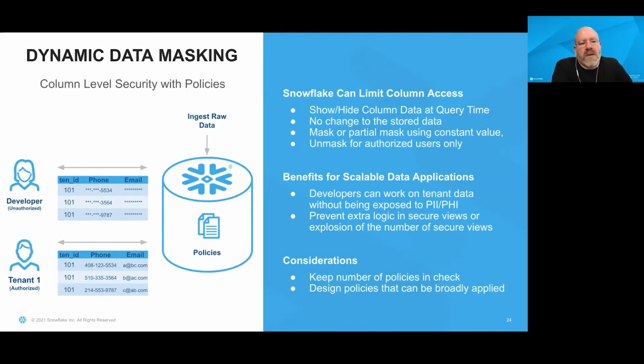And that will allow your developers to work on the data, do all the development that they need for the application without you worrying about exposing customer data to your developers, but then allow the tenants to see their own data and see the outputs that they're supposed to be allowed to see as it relates to that PHI or PII data. Now, you want to make sure that you keep the number of policies that you have in check. It's really easy to have policy explosion. So try to design policies that can be as broadly applied as possible.